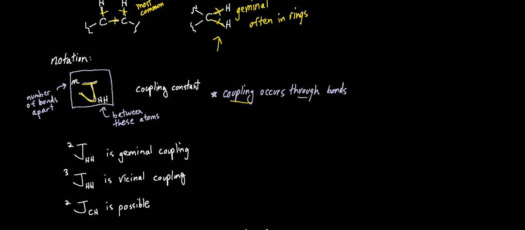Interestingly, and actually very importantly for later in the course, if you have an arrangement like this, for example, it's possible to have coupling between protons and carbons. That would be a J2CH coupling. Very valuable information for structure determination.